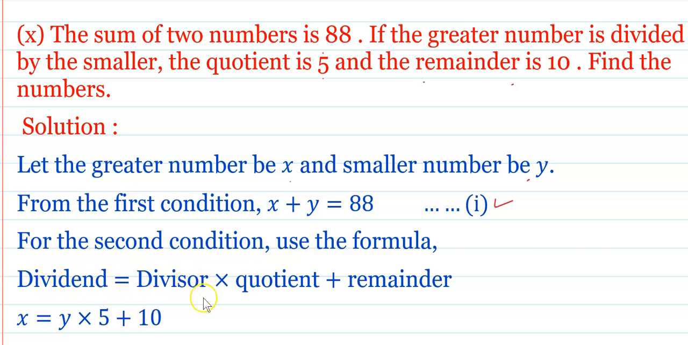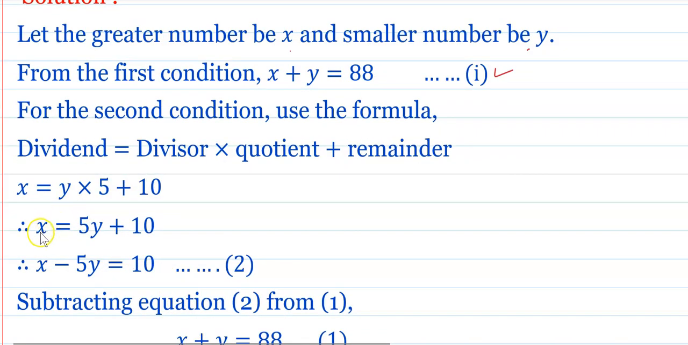Dividend is equal to divisor into quotient plus remainder. He says that if the greater number is divided by the smaller, the quotient is 5 and the remainder is 10. What is the greater number? The greater number is x. x is equal to divisor into quotient, y into 5, plus 10. Therefore, you will get the equation x is equal to 5y plus 10, so x minus 5y is equal to 10. This is equation number 2.